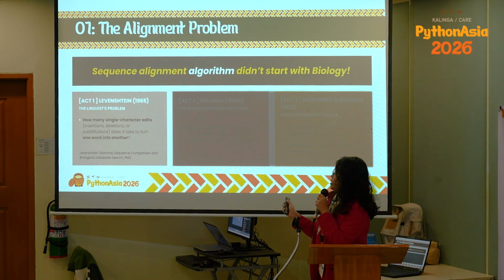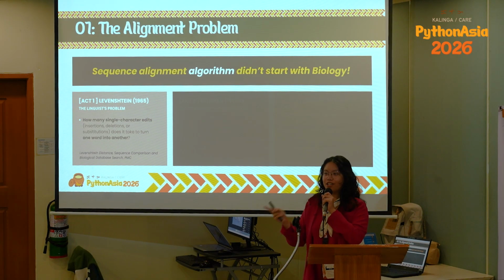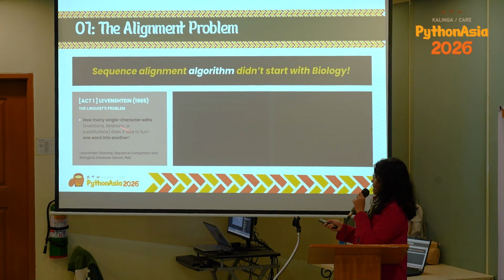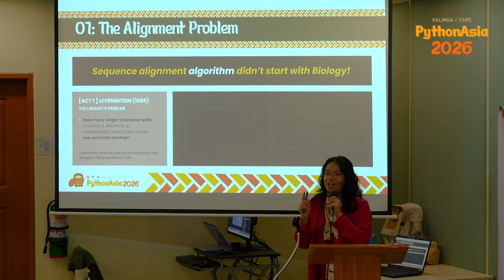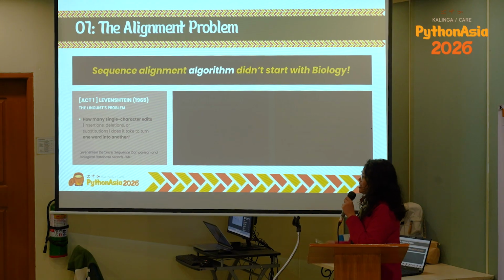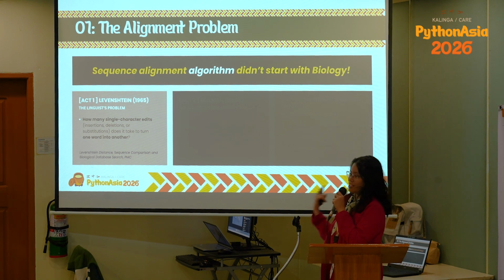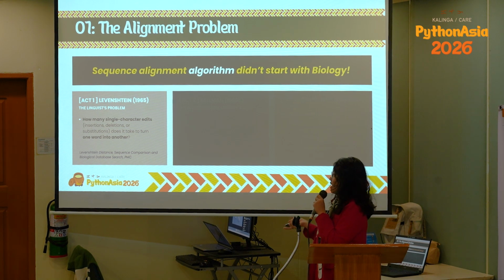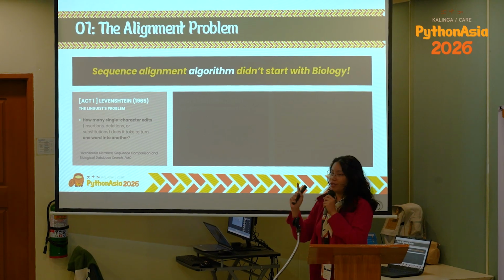Okay, first of all, we have the work of Levenshtein in 1965. Levenshtein is actually a linguist. He's not a biologist or something. He had this question: how many single character edits, such as insertion, deletion, or substitution, does it take to turn one word into another?